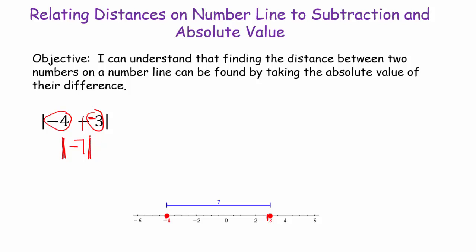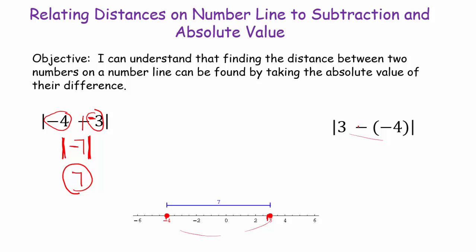Now I'm going to take the absolute value of that. Absolute value simply means your distance from 0 on the number line. -7 is 7 units from 0 on the number line. And it doesn't matter which endpoint you start with. Like you could start with the 3 and find the difference between 3 and -4. And that's what I've done here.